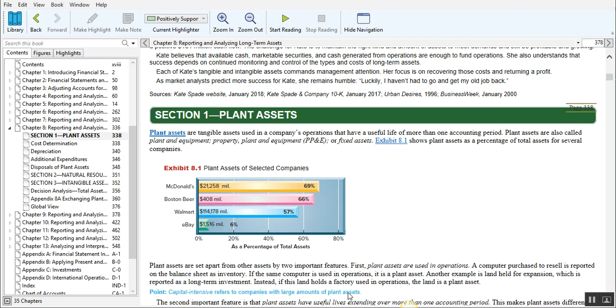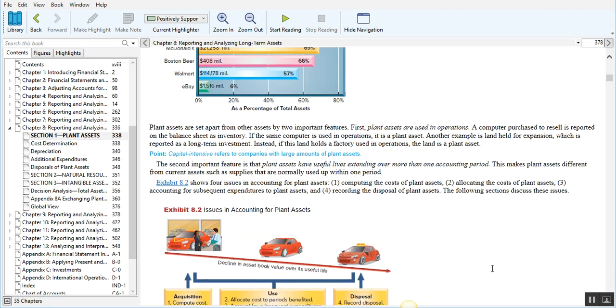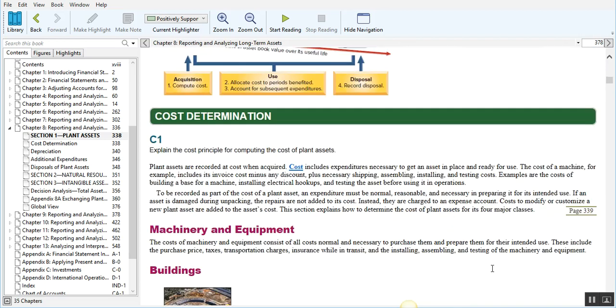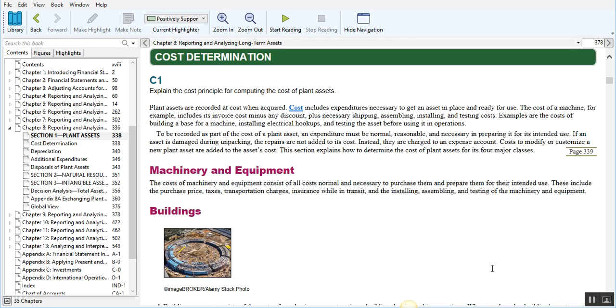Welcome back, class. This is a video for Chapter 8, analyzing plant assets, long-term assets. We're looking here at specific kinds of assets that are going to last multiple years. So when we look at that, we're going to figure out, okay, what are we looking at?